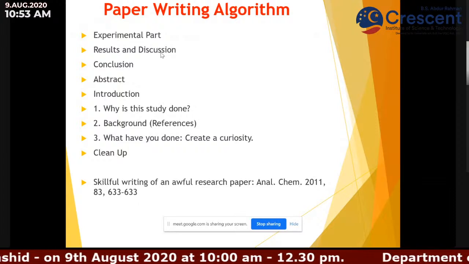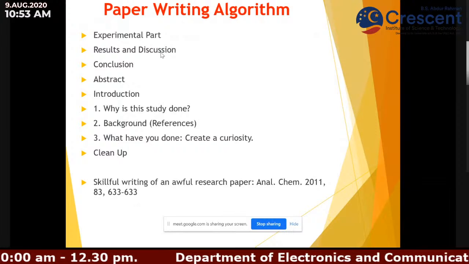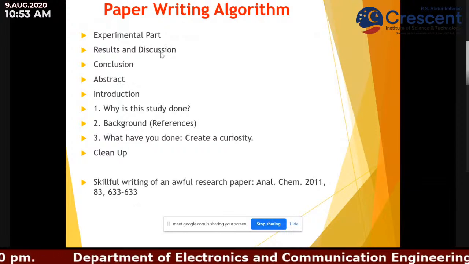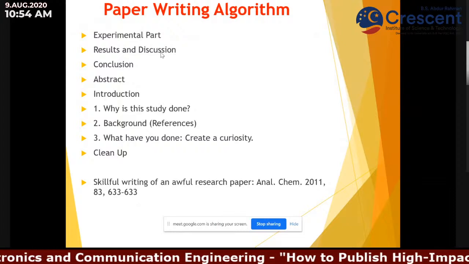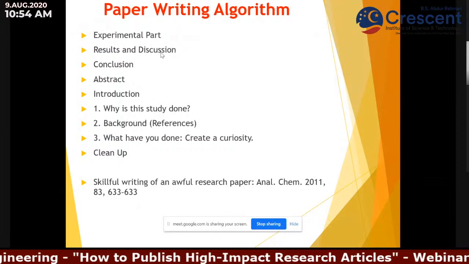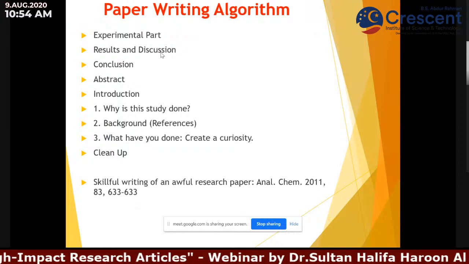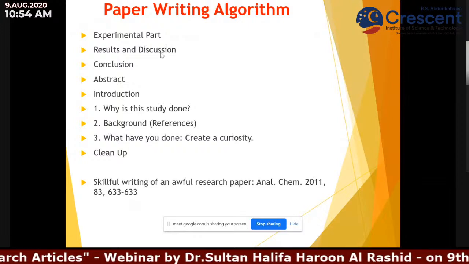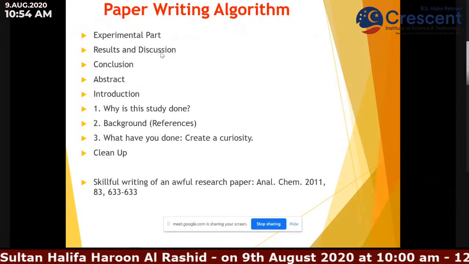But what the reviewer wants, this is not a novel. This is not a story. This is science. All we want to understand is what actually happened between those reactions, how that reaction happened. This is where high impact papers come in. If you don't understand how to do this, forget about publishing a paper in a high impact journal.